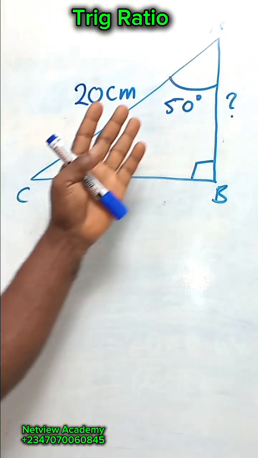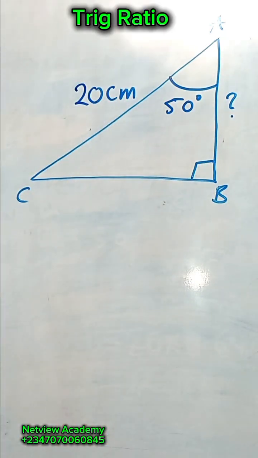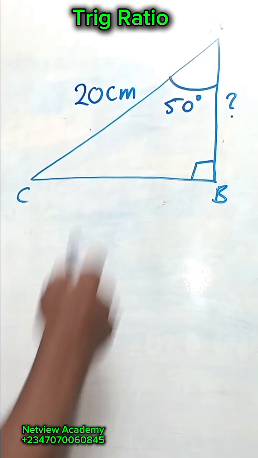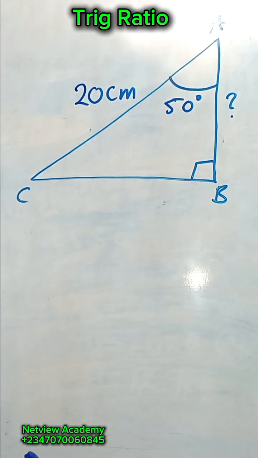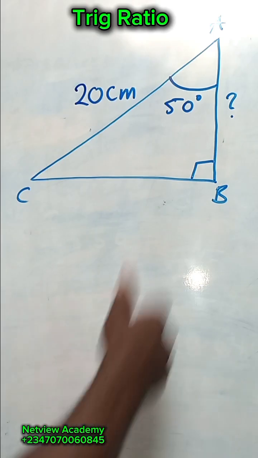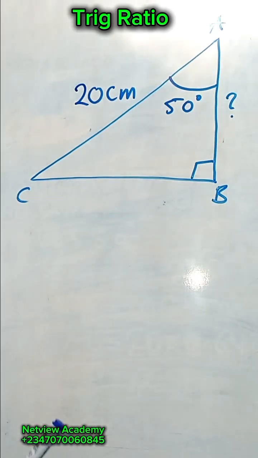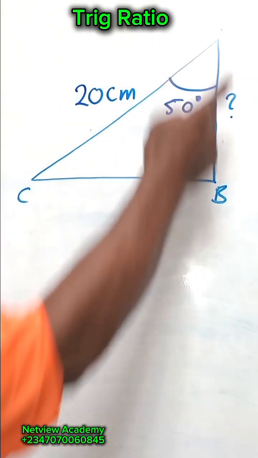Look at this question closely. This is a right angle triangle. The hypotenuse is provided as 20 cm. One acute angle is provided, 50 degrees. The question says that we should look for the adjacent side of the triangle. And the adjacent side is AB.